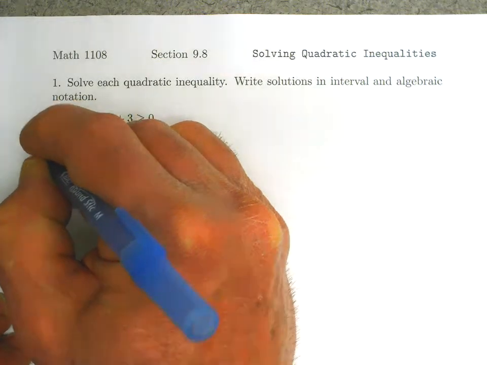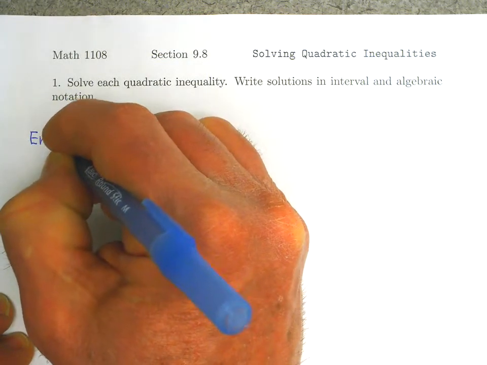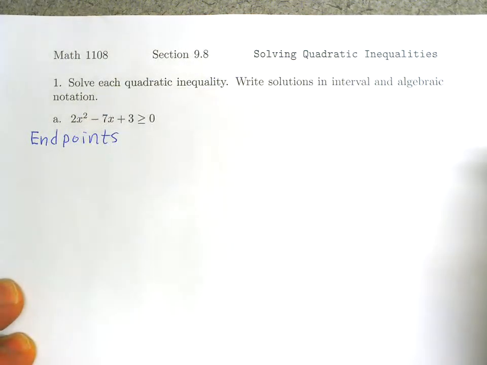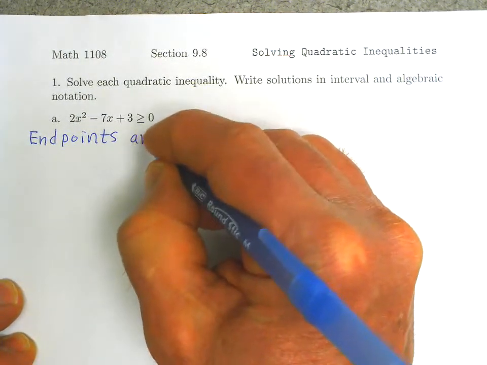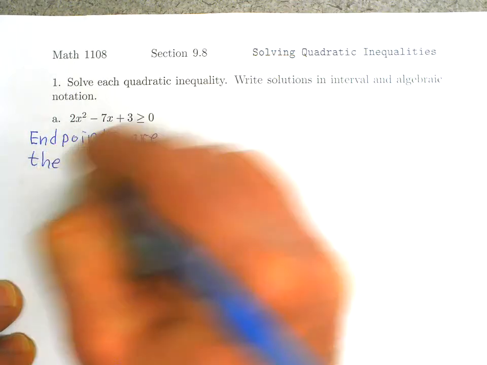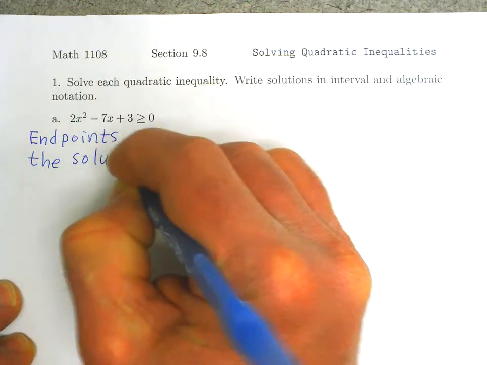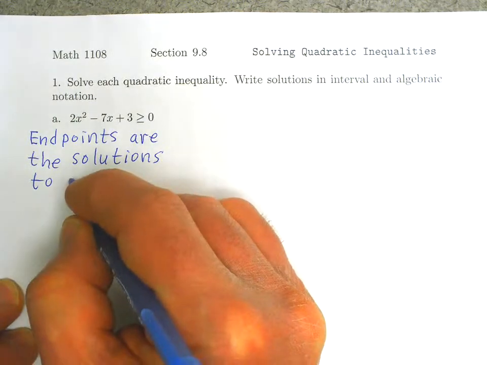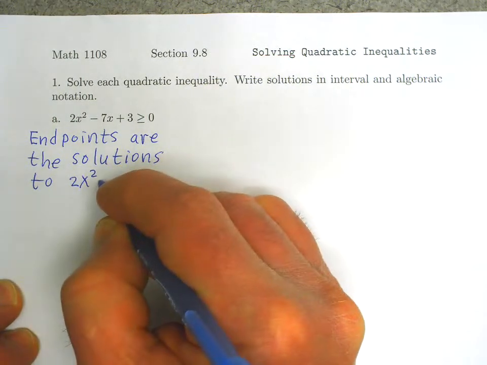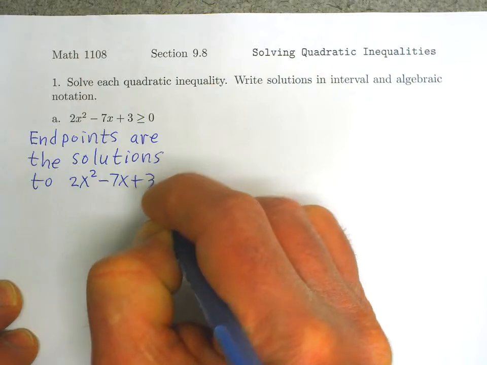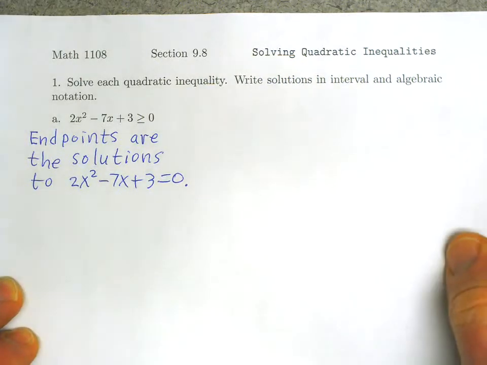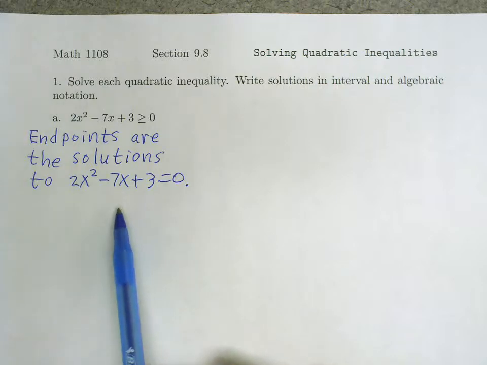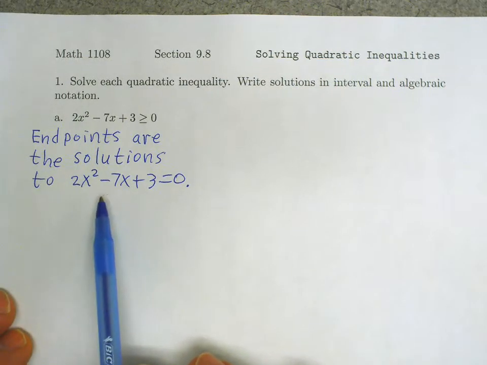So for this first example, I'll write out a little bit of detail. Endpoints are the solutions, in this example, to the quadratic equation 2x² − 7x + 3 = 0. So we know how to solve quadratic equations. Let's use the quadratic formula.